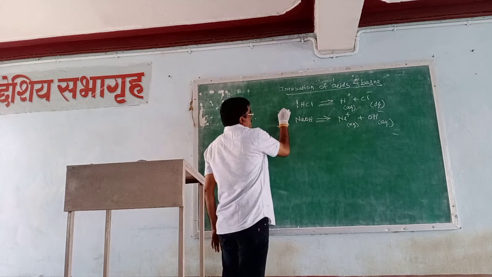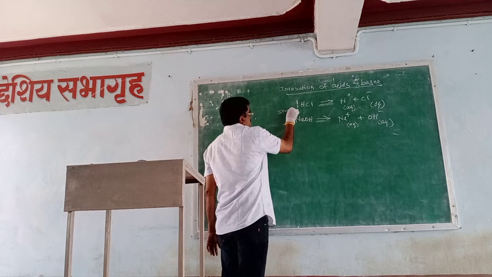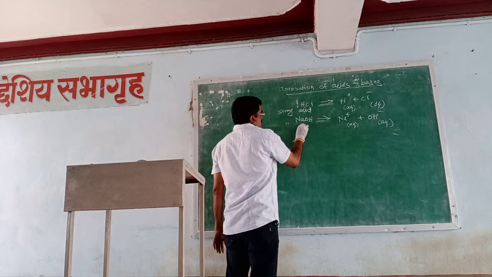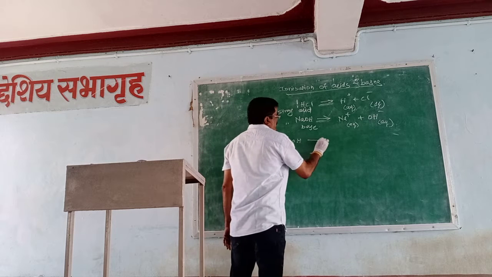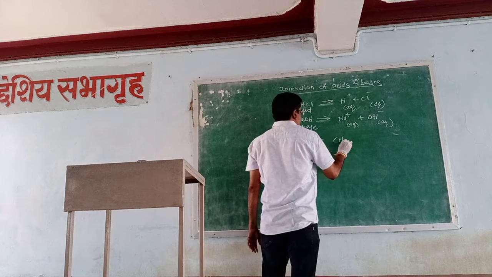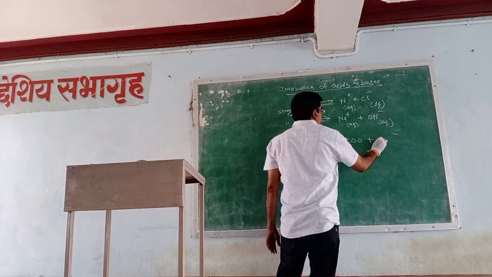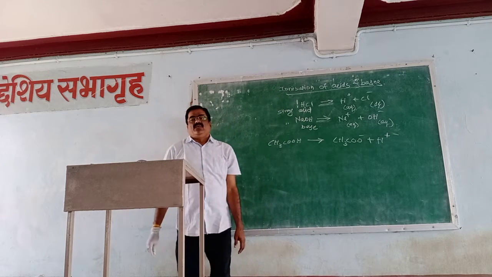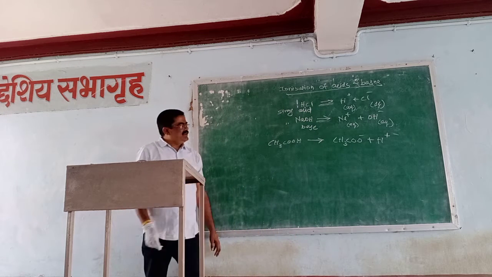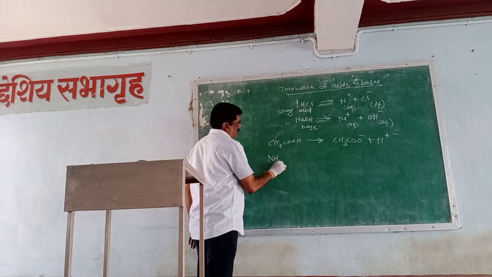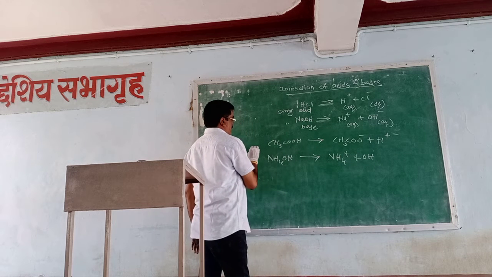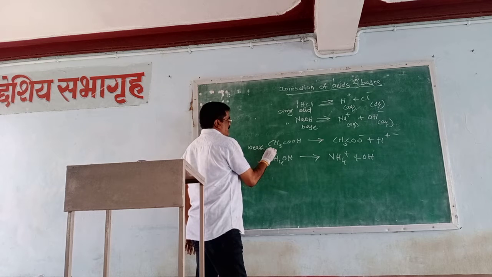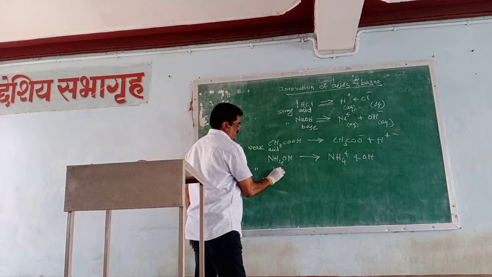These are the strong acid and strong base, while the acetic acid is a weak acid and NH4OH is a weak base.